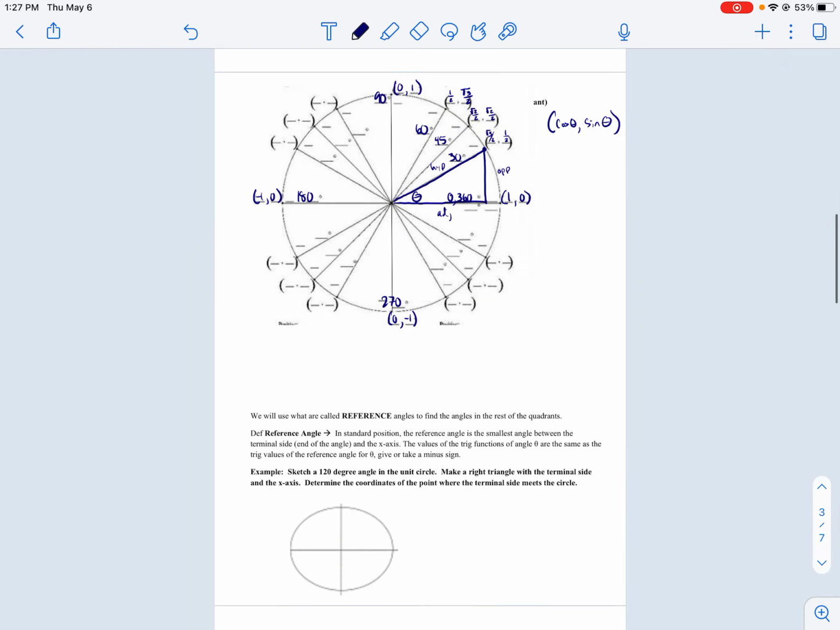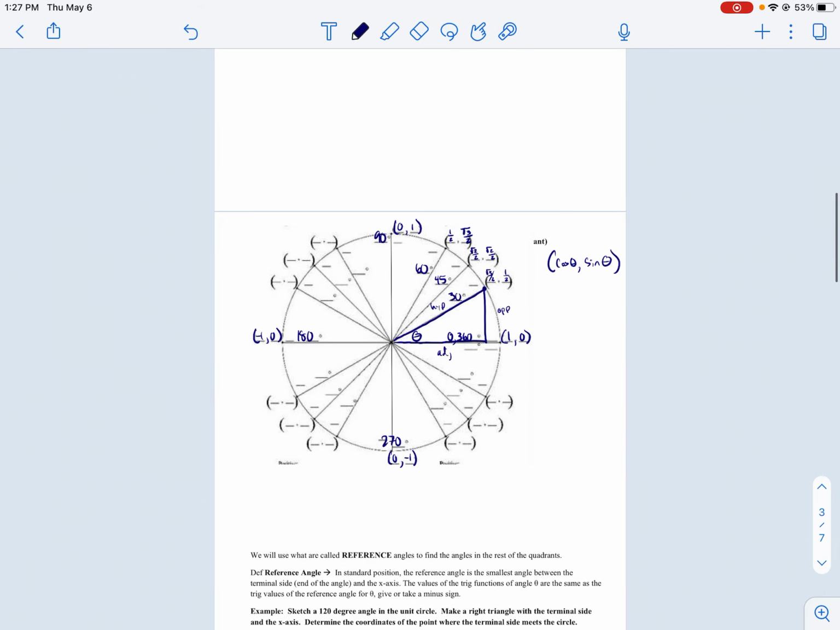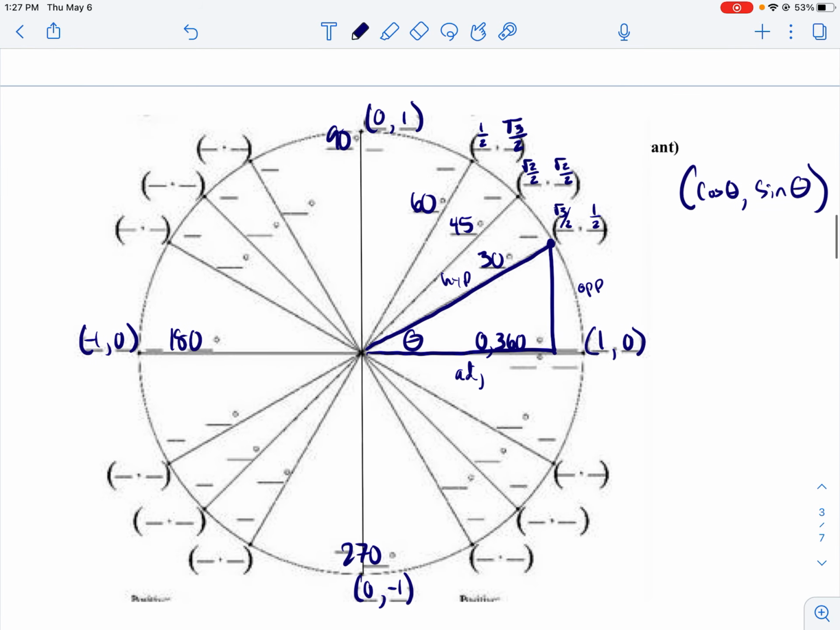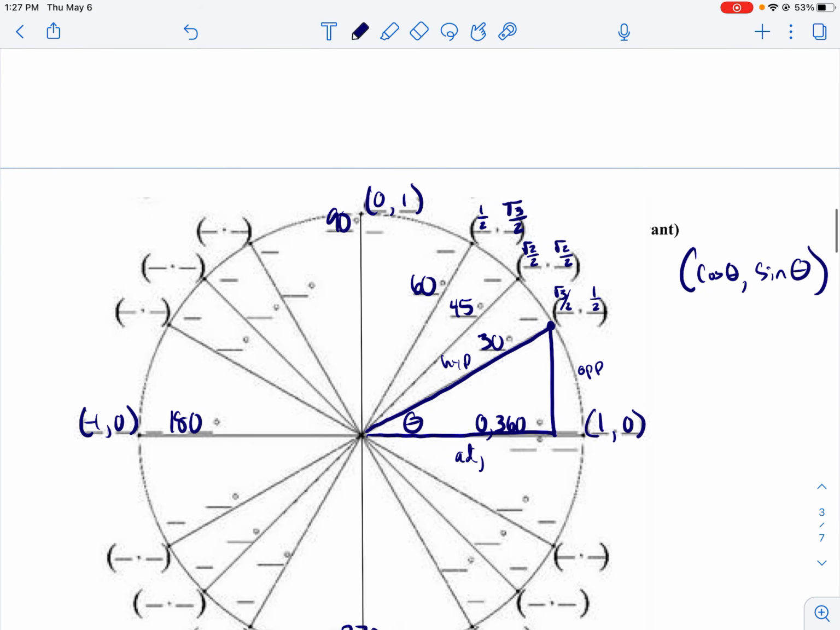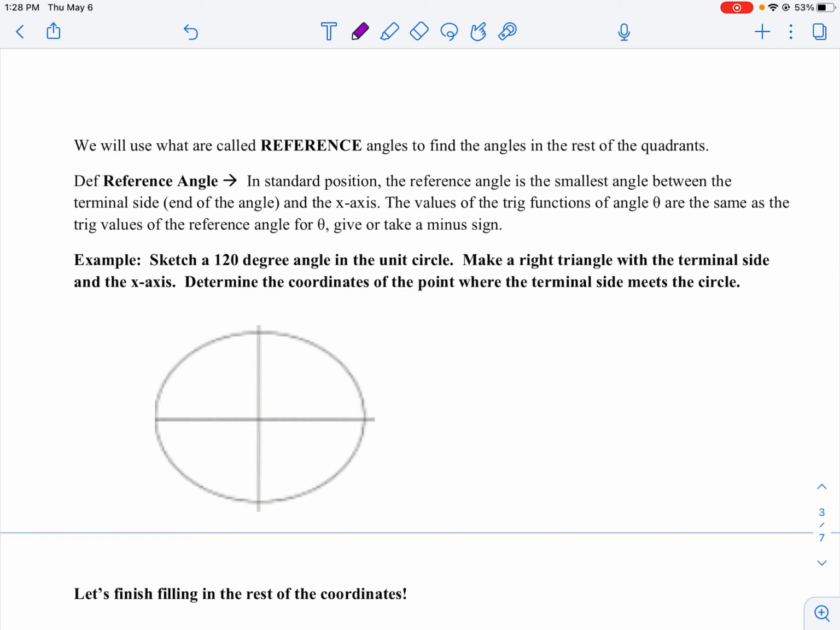All right, let's move down to these ones down here. The point of it is this: once you figure out what these angles are, once you can figure out this first quadrant, you can fill out the rest of all of these. What's kind of cool about trig is that once you know the pieces in the first quadrant, you can fill out the rest. So we will use what we call reference angles to find the angles in the rest of the quadrants. The reference angle is in the standard position.